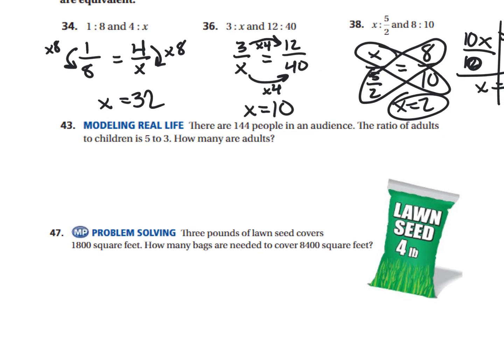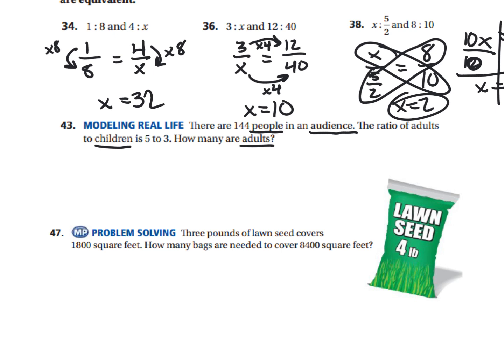All right, last two problems here. It says there are 144 people in the audience. The ratio of adults to children is 5 to 3. How many are adults? Ooh. So this is almost going back to actually one of the first lessons we learned about this in making ratio tables. And the reason why this is so important is we have to check our labels, right? So I have people, children, and adults. So I actually have a whole bunch of things going on, okay?